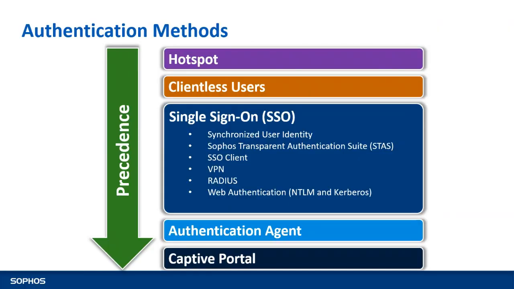Okay, so the firewall supports five main methods for authenticating users. These are the hotspot, clientless users, single sign-on, authentication agent, and captive portal. This is the order in which authentication is checked for users. Throughout the rest of this chapter, we will look at some of the most common, okay, forms of authentication in more detail, but only the most common.